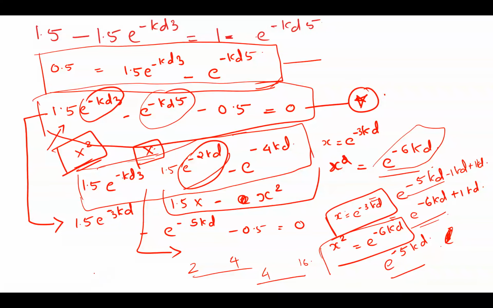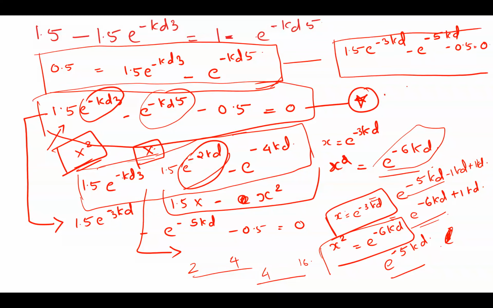Okay, the final equation we got is this one: 1.5 e raised to minus 3 kd minus e raised to minus 5 kd minus 0.5 equal to 0. So this is the equation, and you have to calculate the kd value from here. What is the kd value? That is the answer.